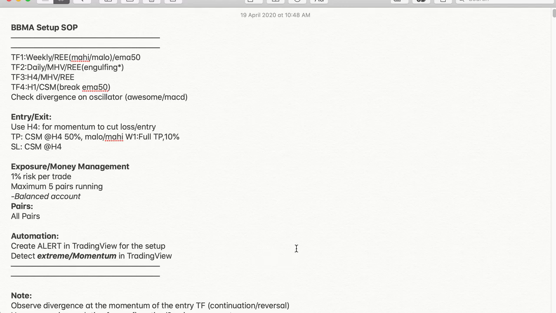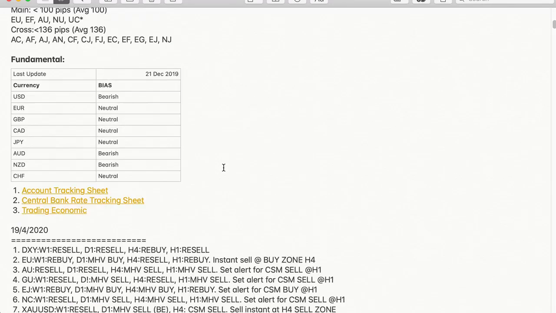Our entry time frame is H4, same as our TP and SL. We risk 1% of our account per trade and we let 5 pairs run at the same time. For automation, we use TradingView and we have a custom indicator to help us monitor the market setup. Let's review our last week's trade.